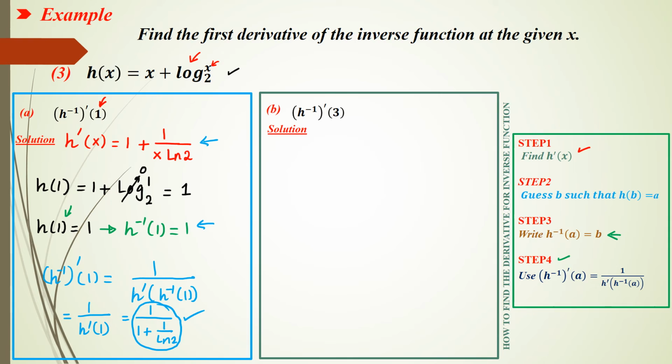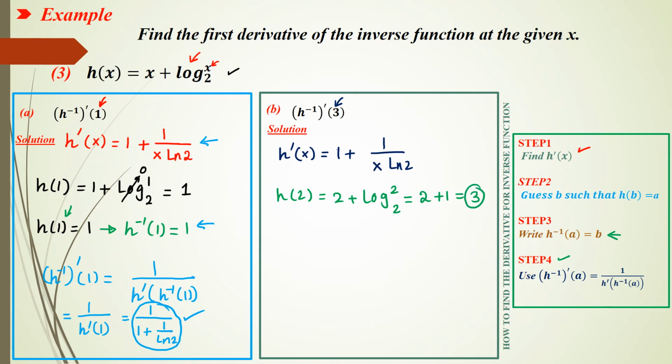So first you have to find h prime of x, and h prime of x equals 1 plus 1 over x multiplied by ln 2. Then you have to guess a number that if you replace it in h, you will get 3. So if you replace x equals 2 in the function, you will get h of 2 equals 2 plus log 2 to the base 2, and log 2 to the base 2 equals 1, so you have 2 plus 1, which equals 3.